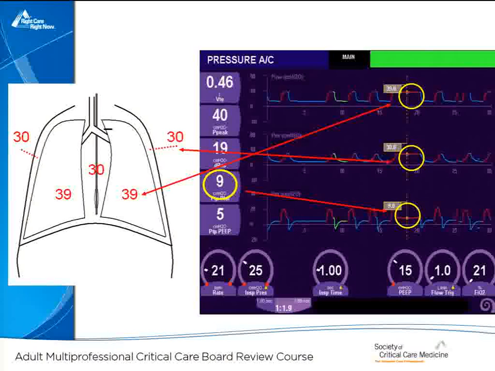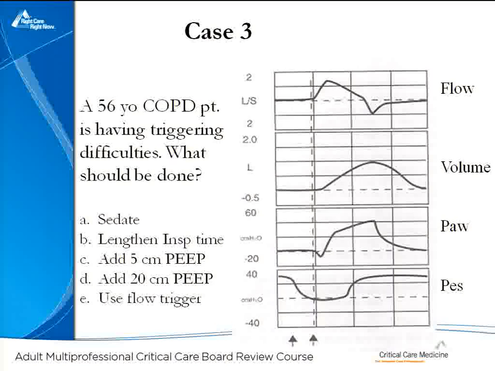Some ventilators actually will put esophageal balloons in. Here's an example of a balloon in the esophagus measuring a pleural pressure of 30. The airway pressure is 39. And if you really can't subtract 39 from 30, this ventilator will do it for you and tells you that the transpulmonary pressure is only 9. Okay.